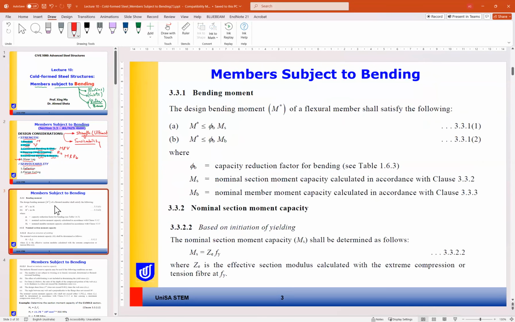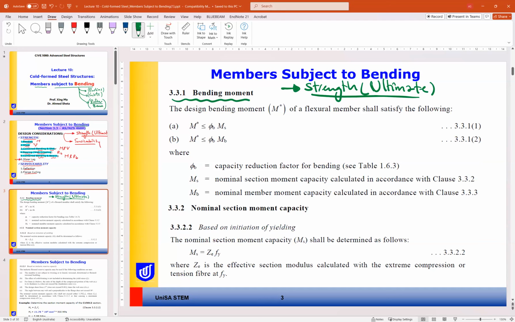Okay, so now let's start with the strength, our focus on the strength. So let's start with the strength or ultimate limit state design for bending moment. So the first check is the bending moment.